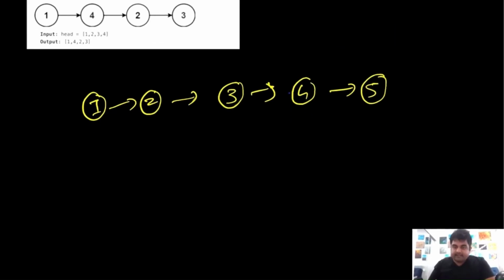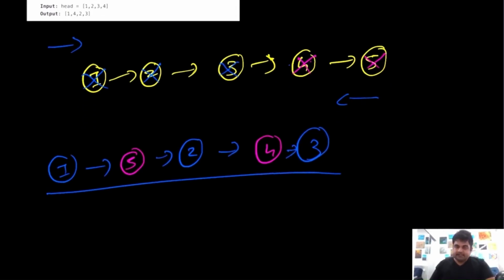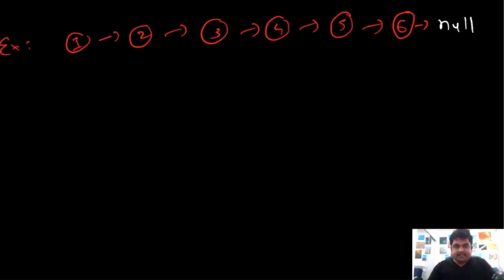Again in this case we will iterate, and we'll take one node from left to right and one node from right to left. So the first node would be node number 1, the second node would be node number 5, then the next node would be node number 2, then the next node would be node number 4, and then the next node would be node number 3. So in this case this would be the sequence that we will need to return as the result.